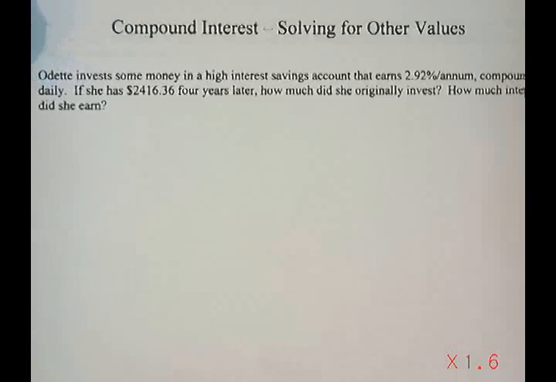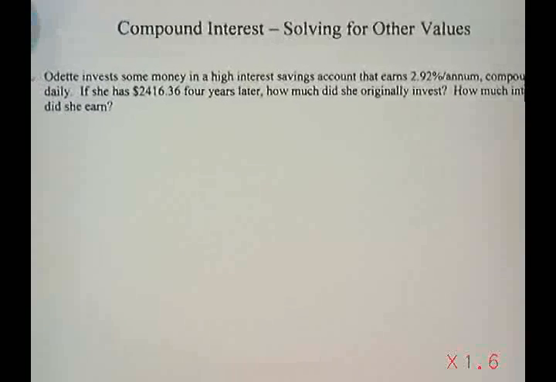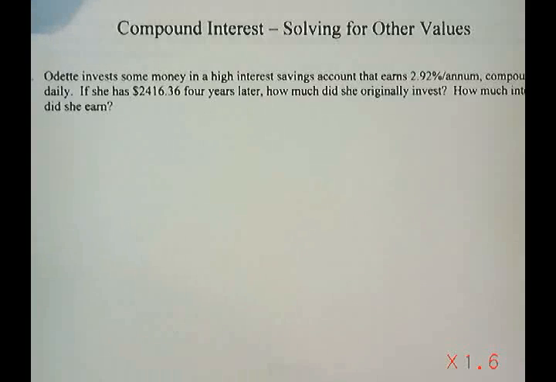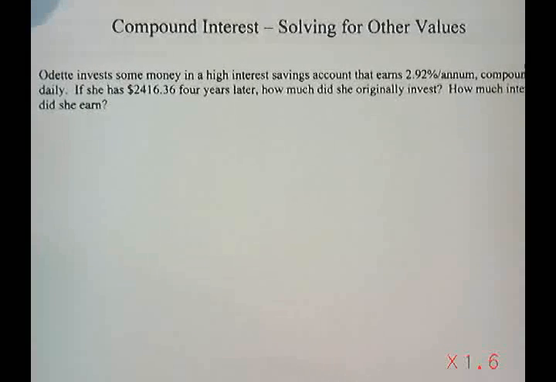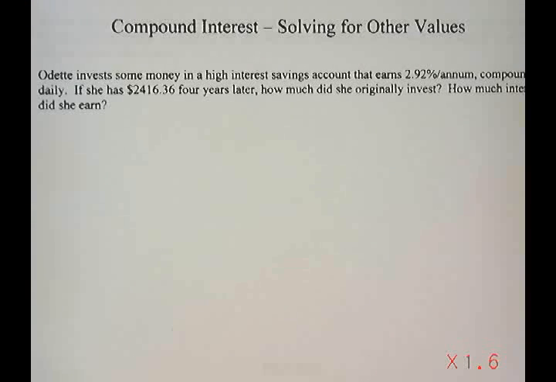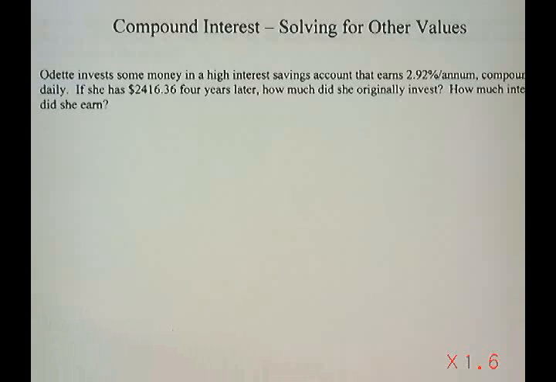So our first question says Odette invests some money in a high interest savings account that earns 2.92% per annum compounded daily. She has $2,416.36 4 years later. How much did she originally invest? And how much interest did she earn? Now, when it asks how much interest did she earn, it's not asking about the interest rate, which would be the 2.92%. It's asking about, in dollars, how much interest did they actually earn.